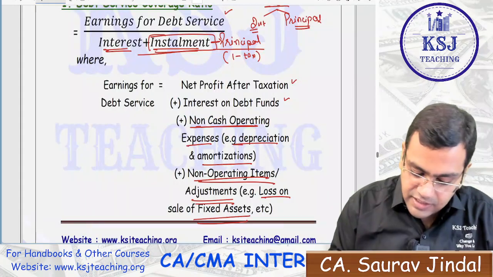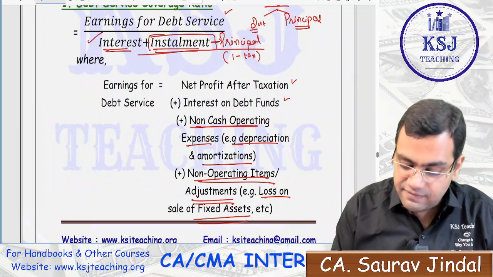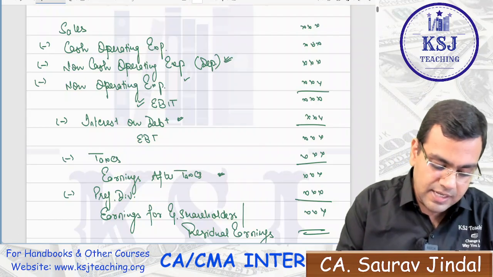Right? Then interest is to be paid. That is absolutely fine, sir. Now, why have you written principal divided by 1 minus tax? Listen to it very carefully.